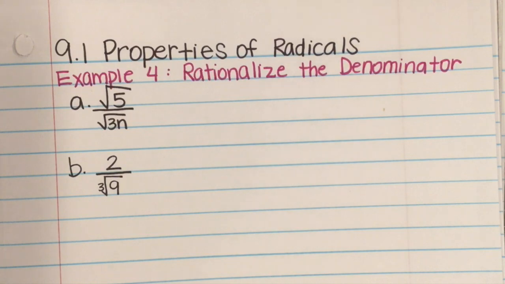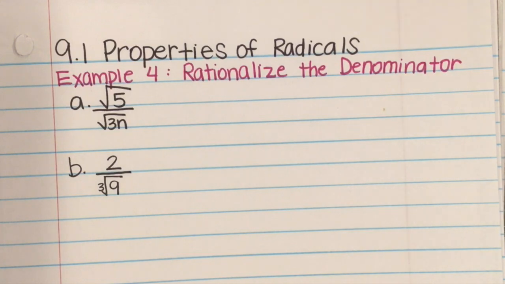So the way that we get the square root or the cube root, any type of radical out of the denominator, is we will multiply both the numerator and the denominator by a radical expression that will get rid of that. So I'm going to go through both of these examples and I think you'll pick up on it pretty quickly.